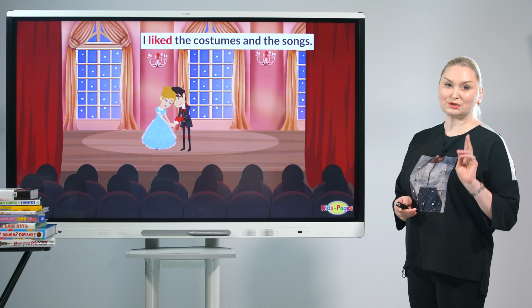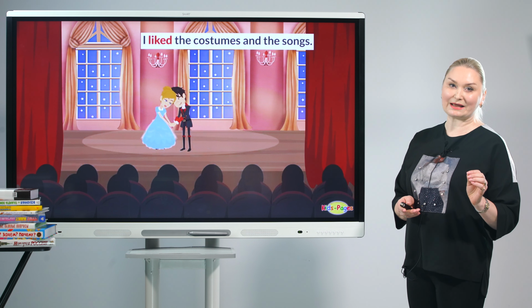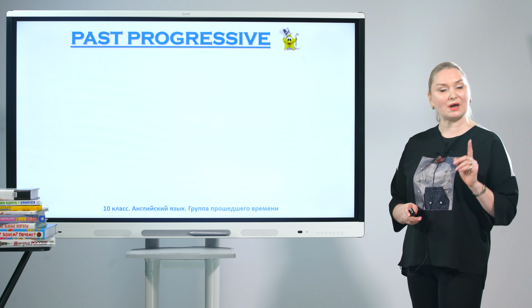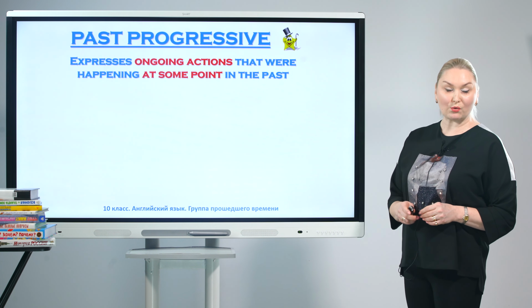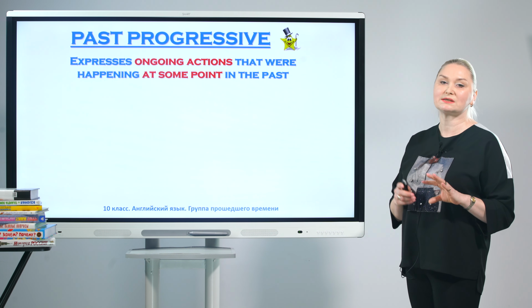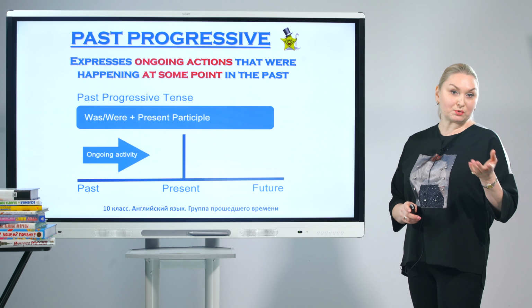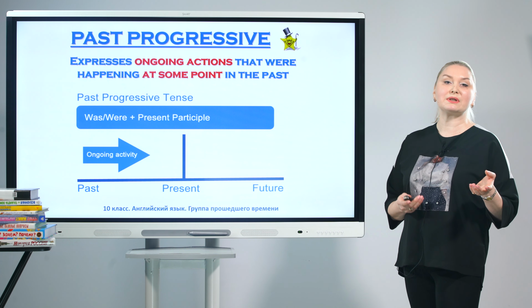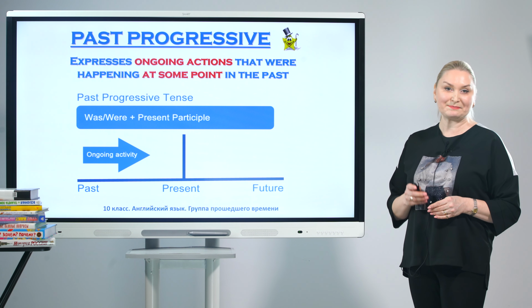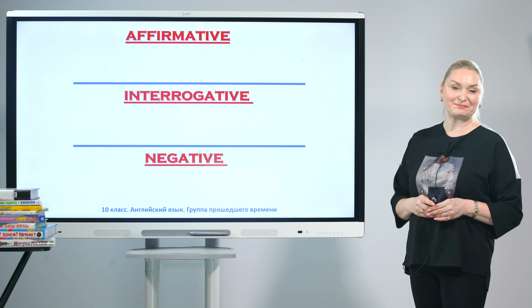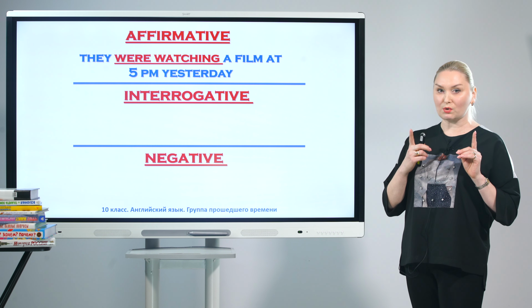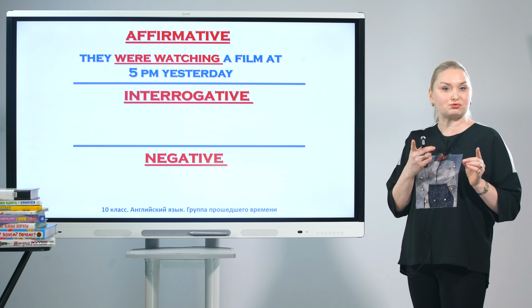Okay, don't forget, two kinds of verbs, and the ed ending for regular and past tense for irregular verbs. Let's continue. The next point we have to speak about is past progressive. It expresses ongoing actions that were happening at some point in the past. So, the formula is was or were plus the main verb with the ing ending, which is also called the present participle. Okay? So, let's consider the samples. Affirmative sentence. We were watching the film at 5 p.m. yesterday. We were watching. That was an action in duration, okay?